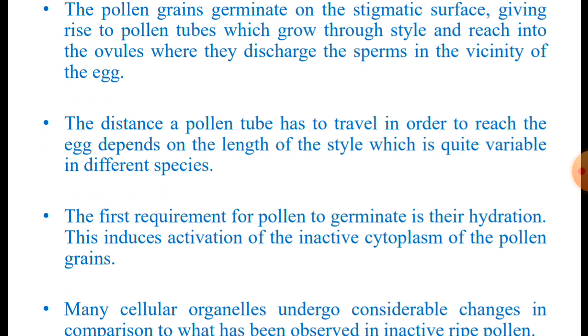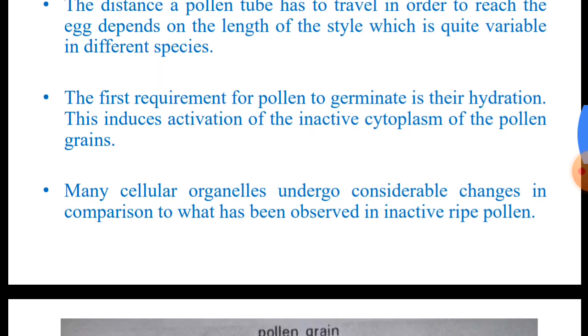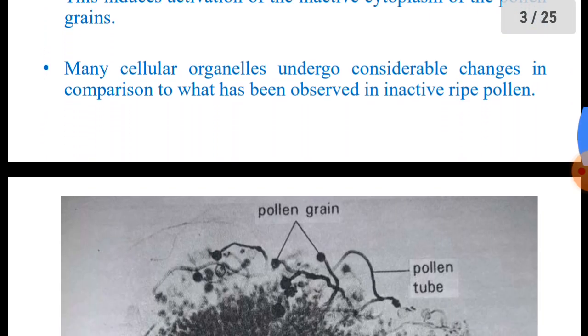endosperm. The first requirement of pollen to germinate is their hydration, and this induces activation of the inactive cytoplasm of the pollen grains. Many cellular organelles undergo considerable changes in comparison to what has been observed in inactive ripe pollen.